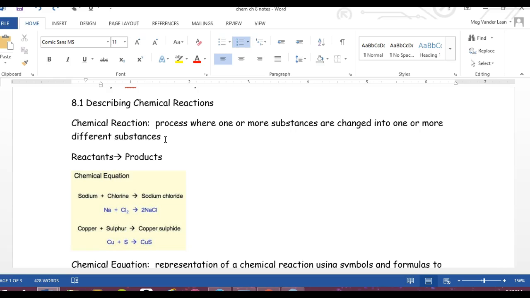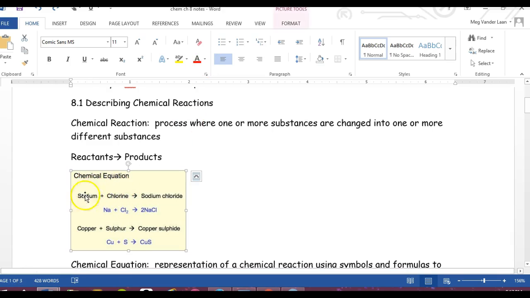So the substances that are going to go through the reaction are the reactants. The substances made are the products. In this example down here, sodium and chlorine are the reactants, and they will react together and make sodium chloride. So we have the word equation here, sodium and chlorine make sodium chloride, or yield sodium chloride, and then we have the symbols, Na and then Cl2 will yield 2NaCl.